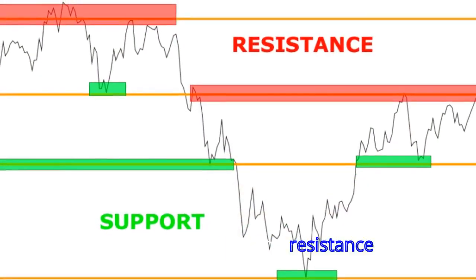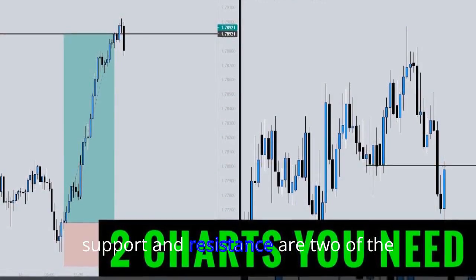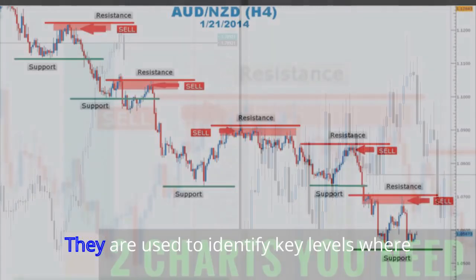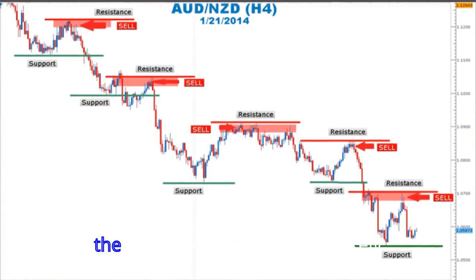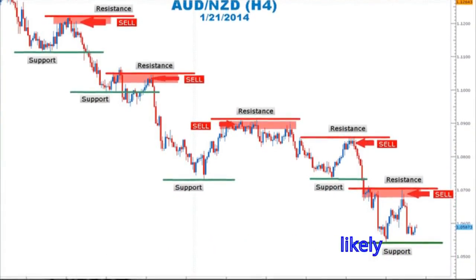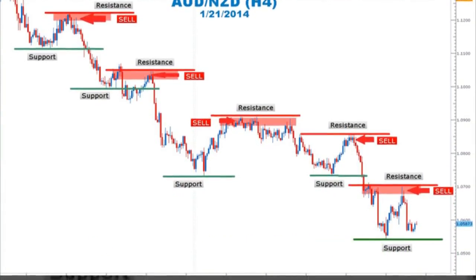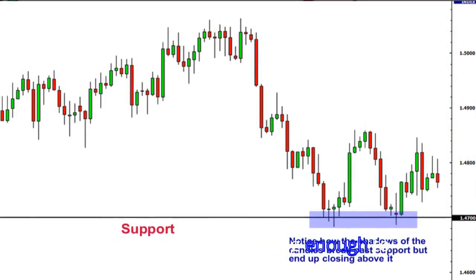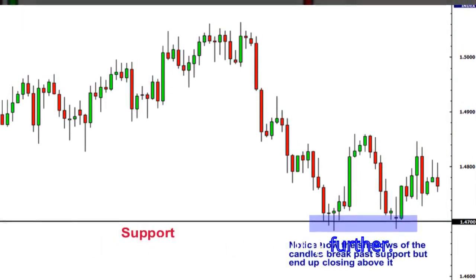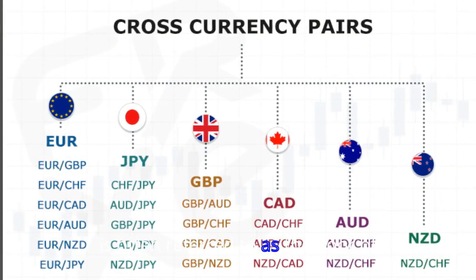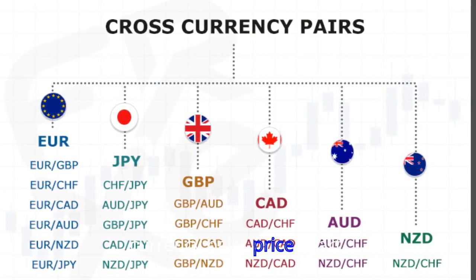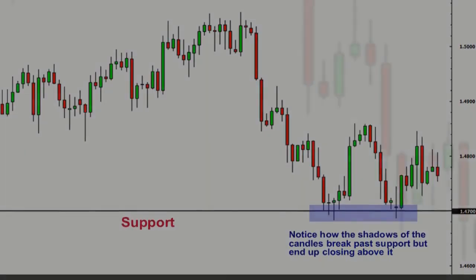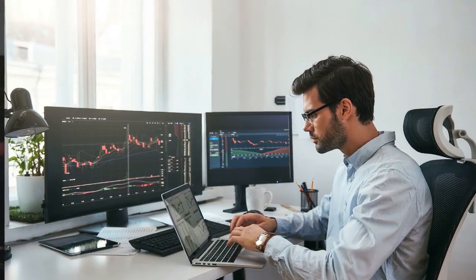What are support and resistance? Support and resistance are two of the most widely used concepts in Forex trading. They are used to identify key levels where the price of a currency pair is likely to encounter resistance or support. Support is a price level where the demand for a currency pair is strong enough to prevent the price from falling further. It is often referred to as the floor of a currency pair's price chart. When the price of a currency pair reaches a support level, traders expect the price to bounce back up.